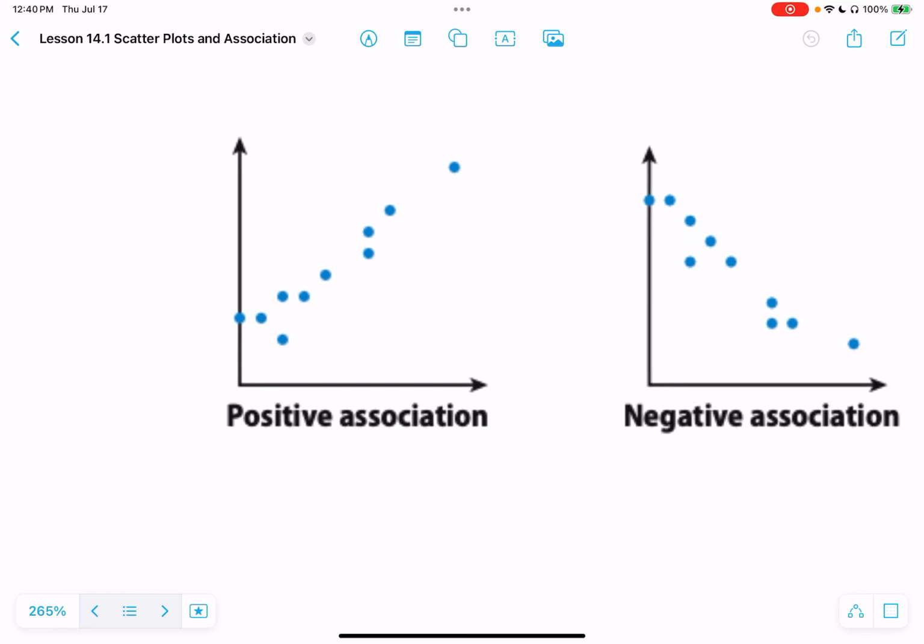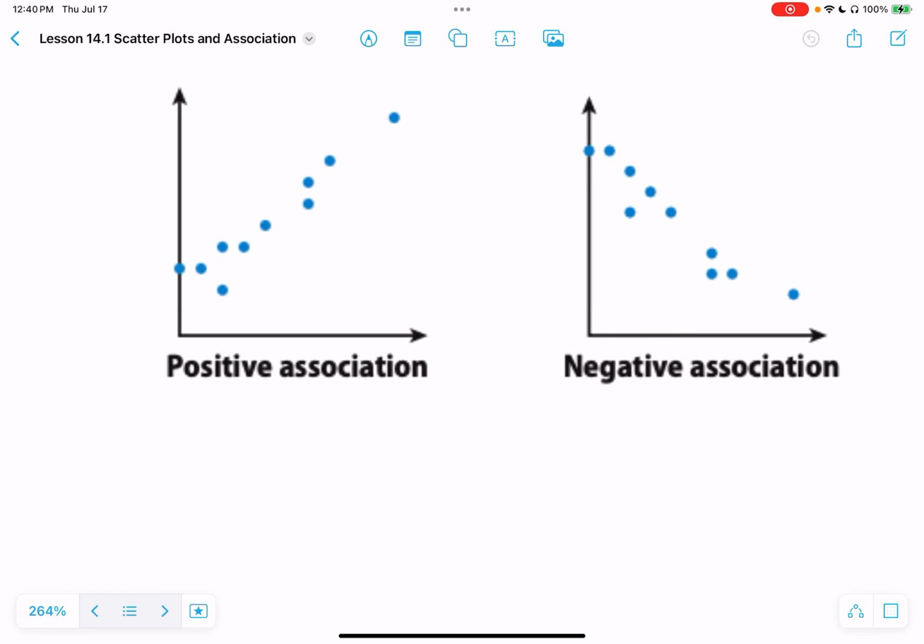The first is called a positive association. And a positive association means as the x increases, y also increases. This means both of our variables are going up together. As you go from left to right on the x-axis, you go up on the y-axis. The points appear to be going upwards from left to right.